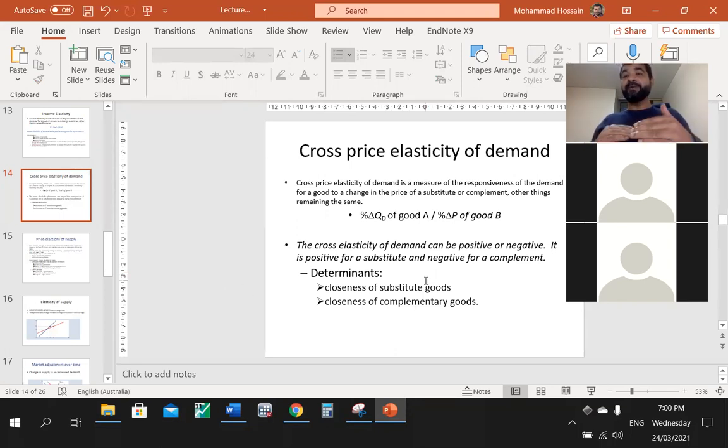Substitute goods are opposite to each other. Tea and coffee, butter, margarine, olive oil, then vegetable oil, beef and pork, rice and pasta, alternatives to each other. Private car and public transport, alternatives.